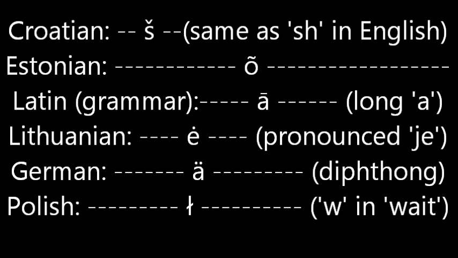So to give you some examples, in Croatian we have sh, which is pronounced same as sh in English. We have it in Estonian. You should look it up because I'm not able to explain it to you in English. We use a long A in Latin grammar to express the ablative case. We have a ye in Lithuanian. Sorry if I mispronounced it. We have an umlaut in German, which is a diphthong, like A and E together in German. And we have a w in Polish, like W in wait.